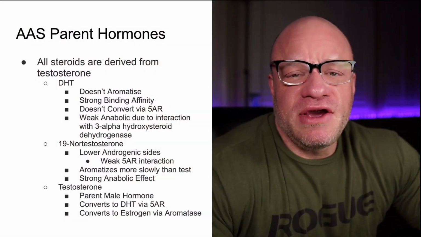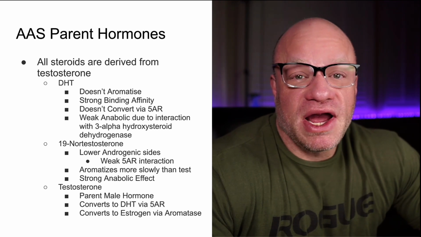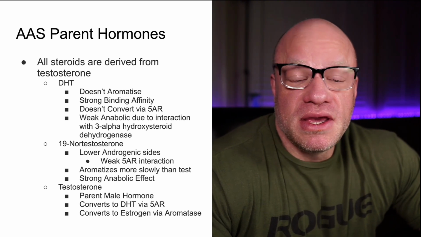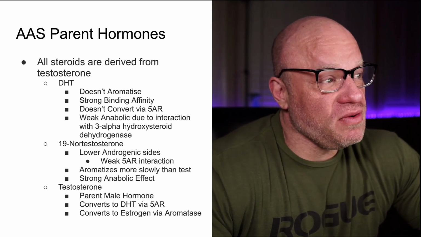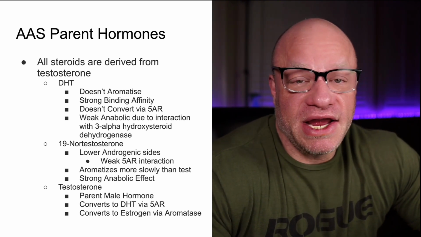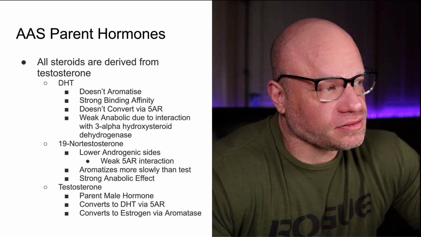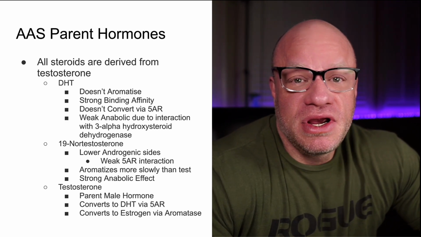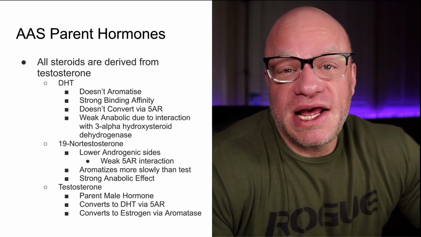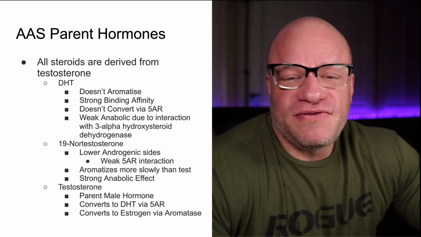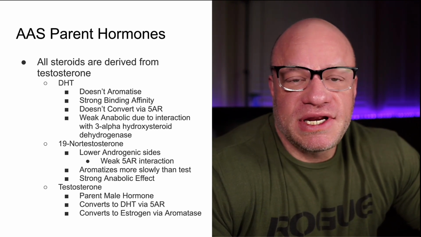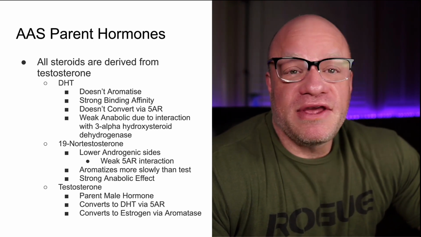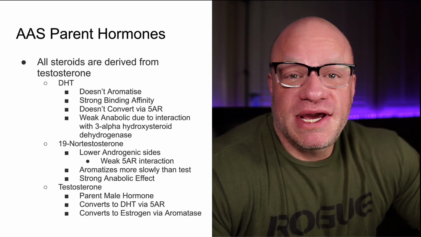All right, as I mentioned in the opening, all steroids are derived from testosterone. We have 3 branches of the steroid family tree. We have the DHT, the dihydrotestosterone branch. We have the 19-nor testosterone branch. And we have the testosterone branch. And there's various anabolic androgenic steroids that sit in each of those branches. And there are alterations of those parent compounds.